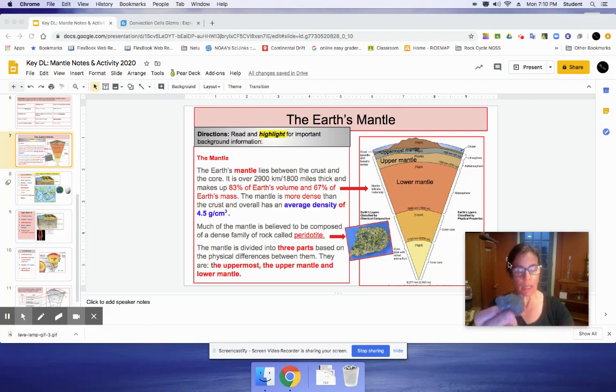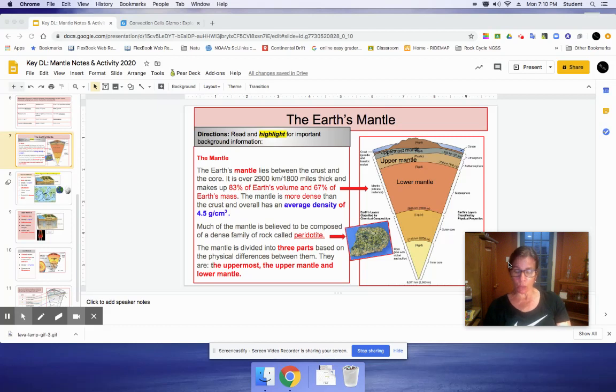So we have granite being less dense. It sits on top of the basalts. We have basalt being more dense. And then we have the average density of the entire mantle, even denser than the ocean floor. And that would be about 4.5 grams per cubic centimeter.